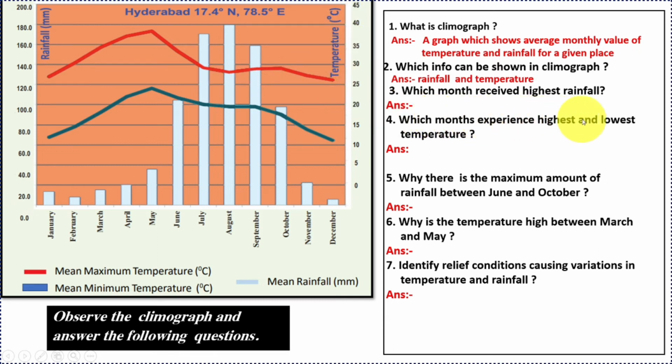Which month received highest rainfall? Here see, highest rainfall in the month of August. August month. Which month experienced highest and lowest temperature?